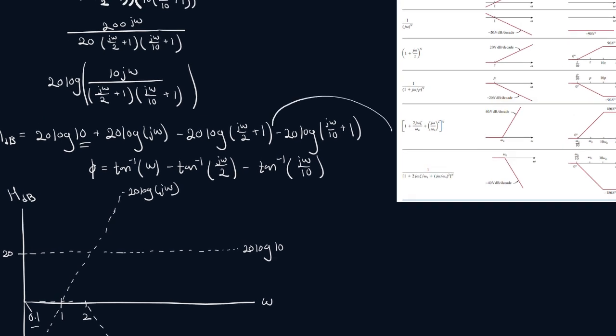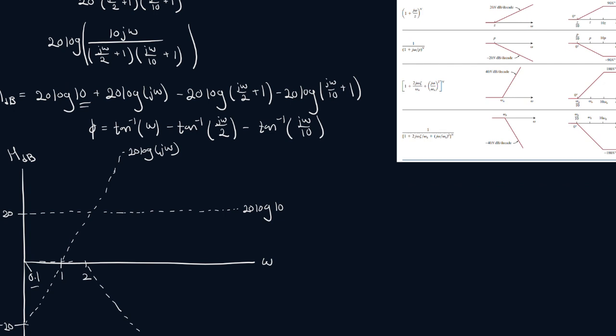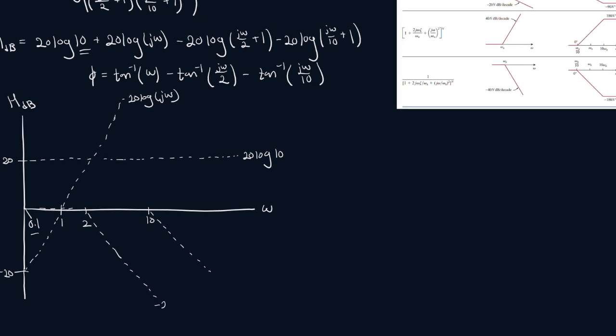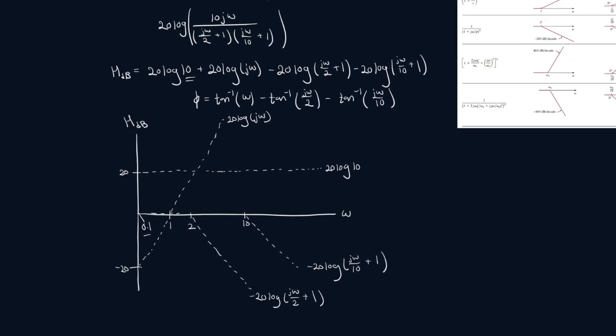Okay, now what's next? Then we have this one, minus 20 log JW over 10 plus 1. So this one, let's find 10, and it's going down. So this one is minus 20 log JW over 2 plus 1. And this one is minus 20 log JW over 10 plus 1. And these are obviously moving on and on and on.